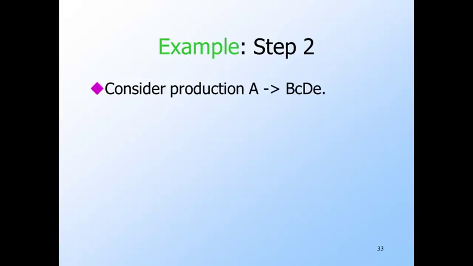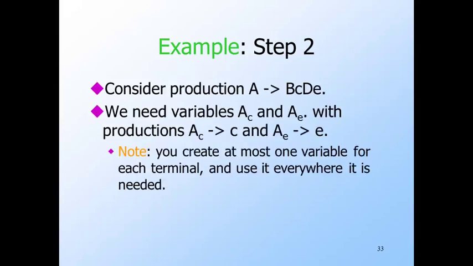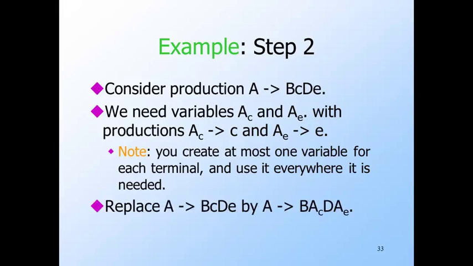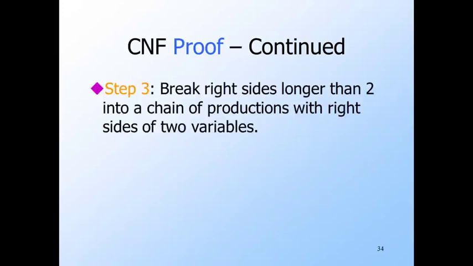Here's an example involving the production A goes to B little c, D, little e. C and E are terminals, so we must have created variables A sub c and A sub e with their productions: A sub c goes to c and A sub e goes to e. Then we can replace A goes to B, c, D, e by A goes to B, A sub c, D, A sub e. Now all production bodies that are not a single terminal are strings of two or more variables.